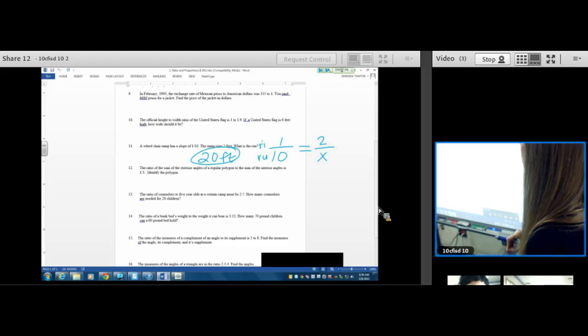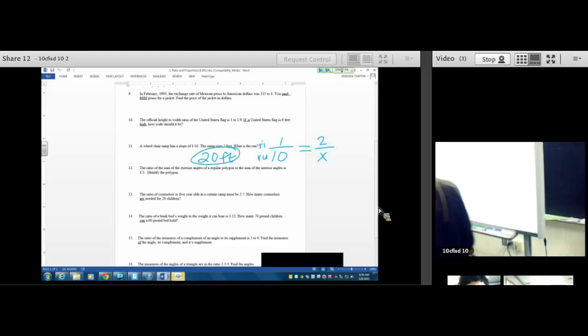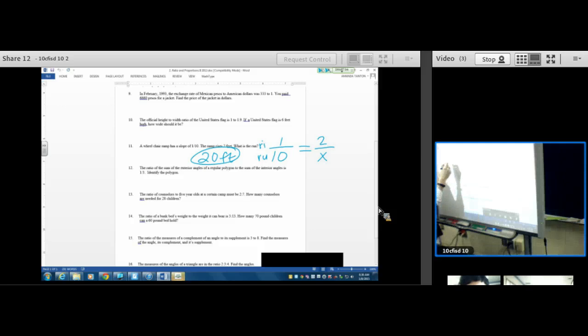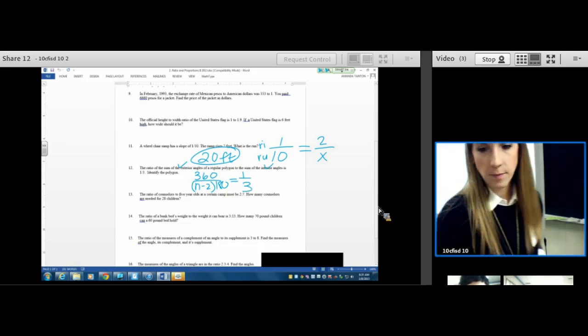The ratio of the sum of the exterior angles to the sum of the interior angles. Okay, let's write that down. The sum of the exterior angles is 360. The sum of the interior angles is n minus 2 times 180. So we got that to that. The ratio is means equals. The ratio is 1 to 3.